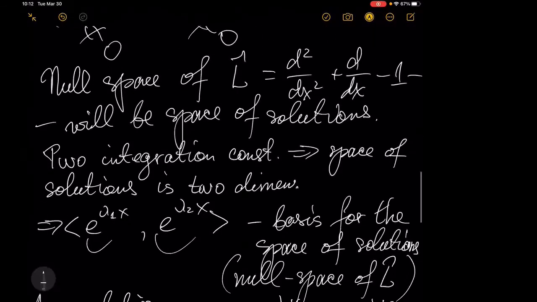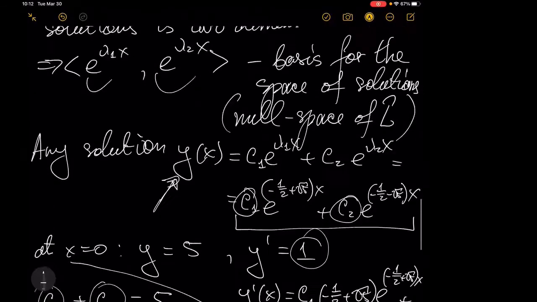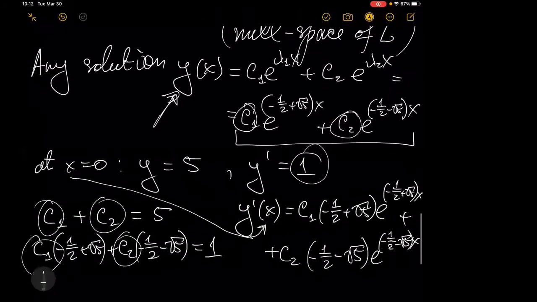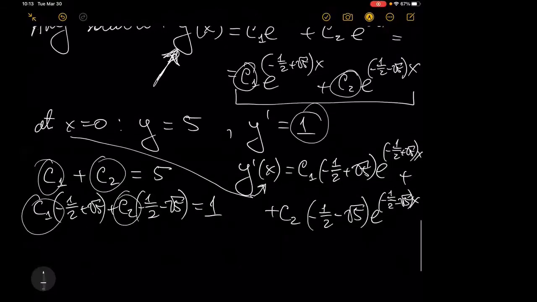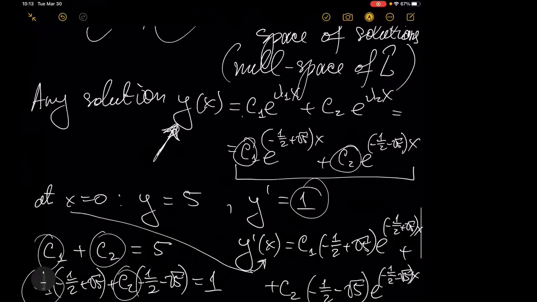So as a result, what can I do? I can say that my arbitrary element of this vector space of solutions can be expressed as a linear combination of vectors of the basis. So after that, I know the so-called general solution of my ODE. General solution means all possible solutions.